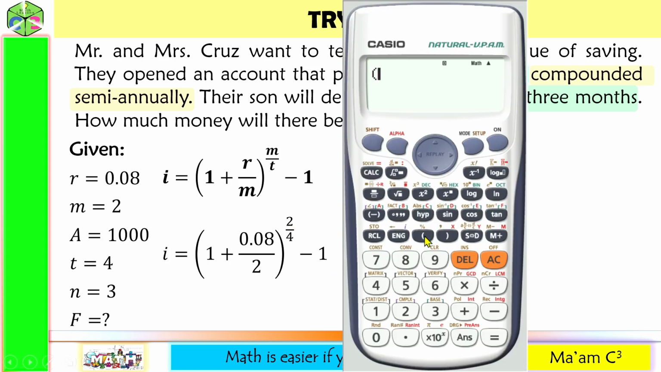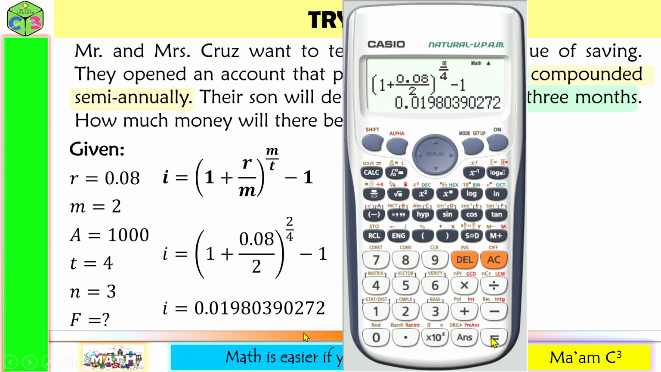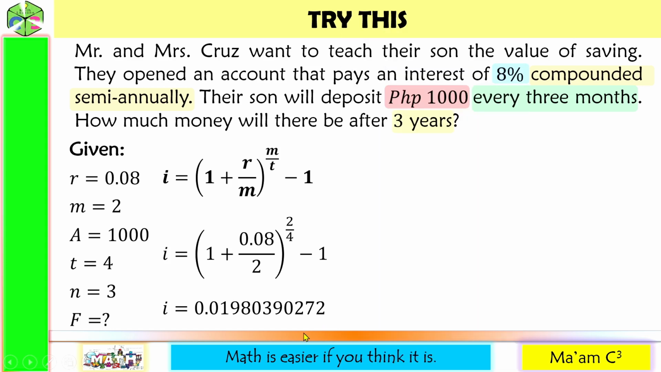Open parenthesis, 1 plus fraction bar, 0.08. Cursor down, we have 2. Cursor to the right, close parenthesis. Our exponent is in fraction form. 2 for the numerator, cursor down, 4 for the denominator. Cursor to the right, once more, minus 1, equals. Our I is 0.01980390272. This time, let us solve for the future value.